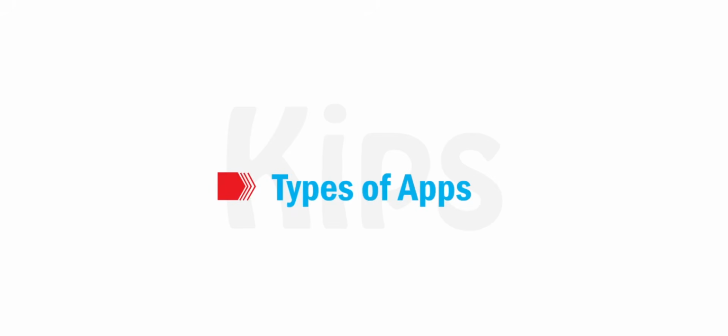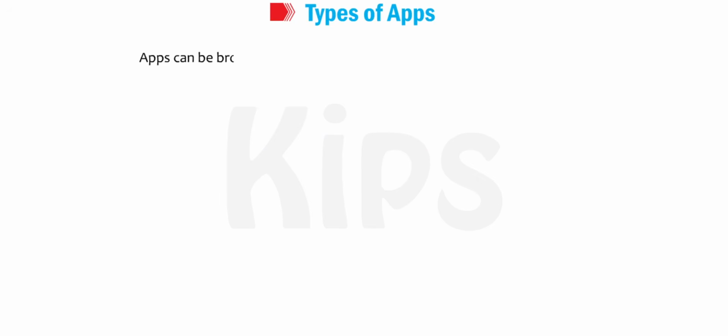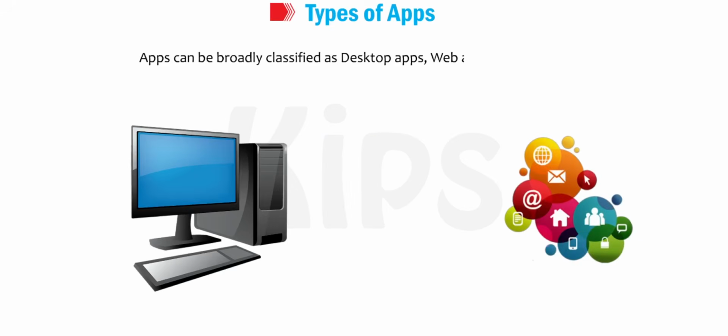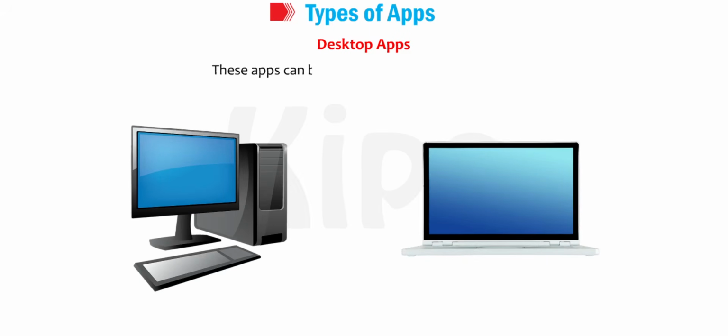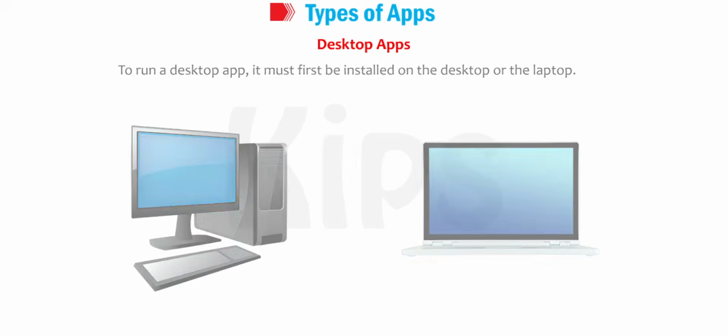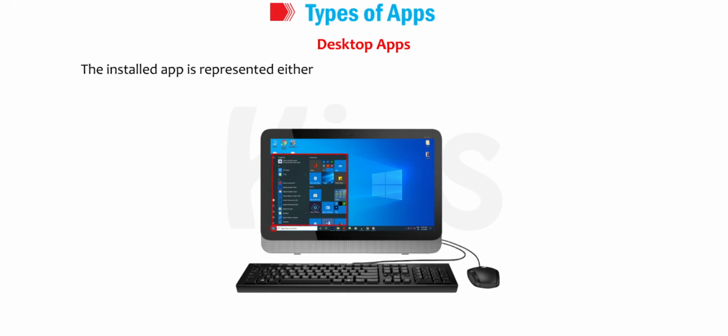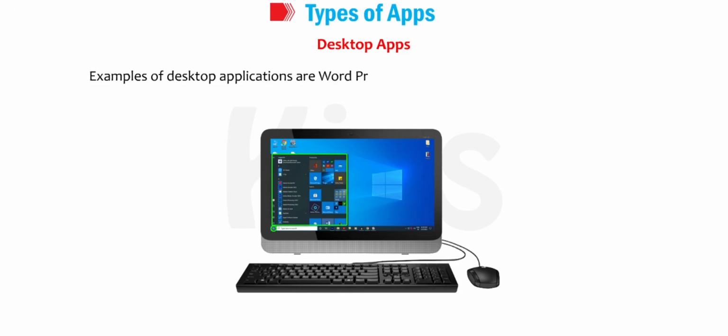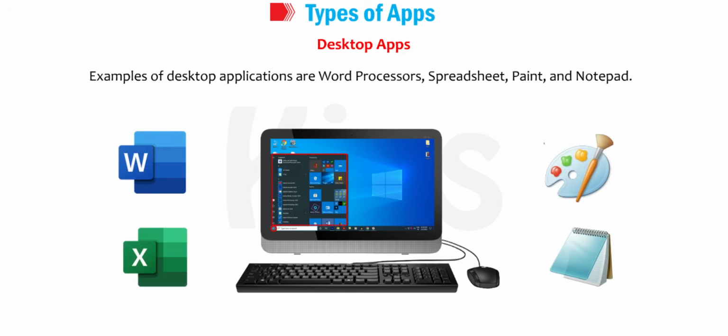Okay, students, let's talk about the types of apps. Apps can be broadly classified as desktop apps, web apps, or mobile apps. Desktop apps. These apps can be used on a desktop or a laptop. Generally, they do not need web access and run independently on a computer. To run a desktop app, it must first be installed on the desktop or a laptop. The installed app is represented either by an icon on the computer screen or an item on the start menu. Examples of desktop applications are word processors, spreadsheets, Paint, and Notepad.